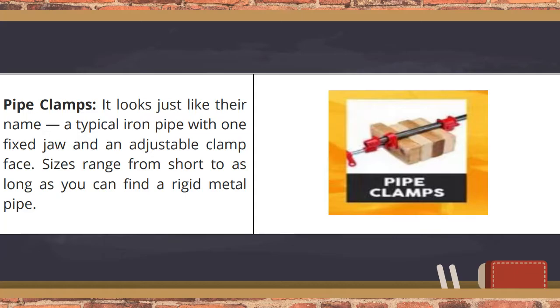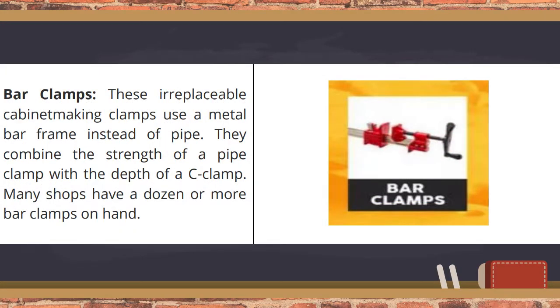Pipe clamps. They look just like their name. A typical iron pipe with one fixed jaw and an adjustable clamp face. Sizes range from short to as long as you can find a rigid metal pipe. Bar clamps. These replaceable cabinet making clamps use a metal bar frame instead of pipe. They combine the strength of a pipe clamp with the depth of a C-clamp. Many shops have a dozen or more bar clamps on hand.